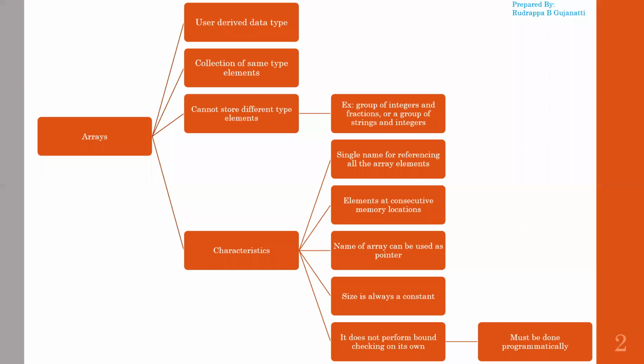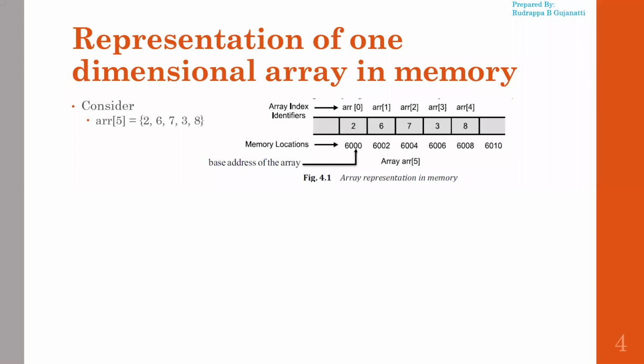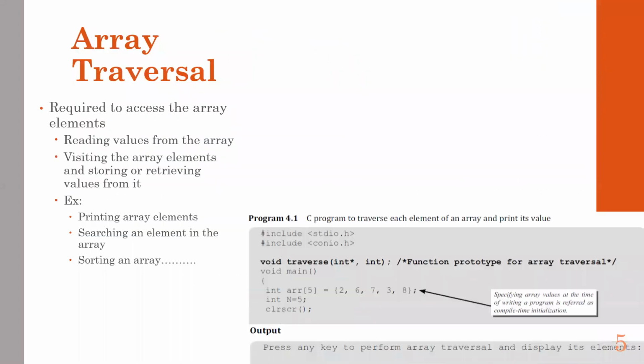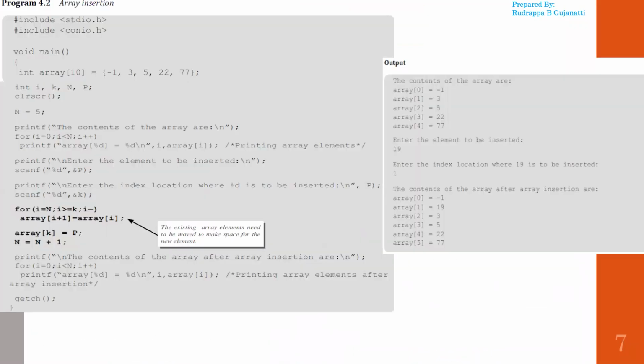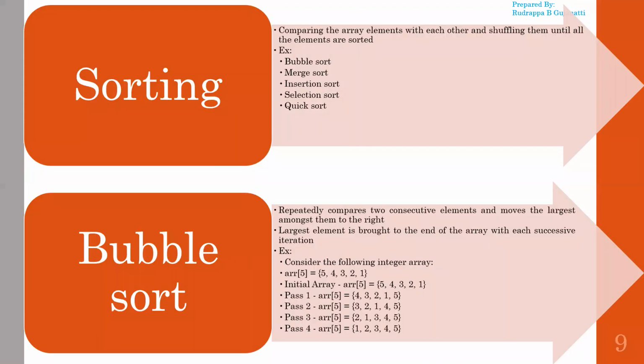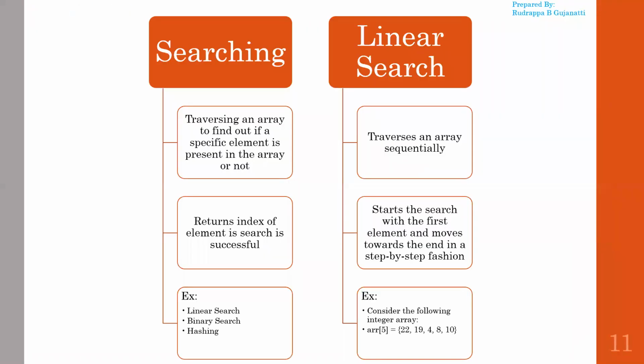In previous sessions, we started a discussion with respect to arrays, and we looked into a few programs pertaining to one-dimensional arrays, in which we observed array traversal. Yesterday we saw how insertion and deletion operations can be performed using a C program. We also discussed the sorting technique, mainly bubble sort, and we saw a program pertaining to the bubble sorting technique. So these were the discussions we had yesterday. In continuation with the previous session, let us move ahead.